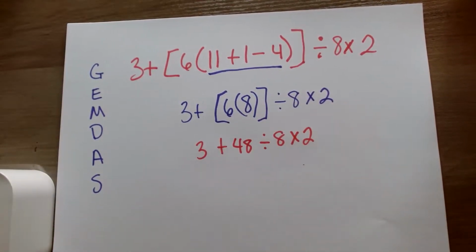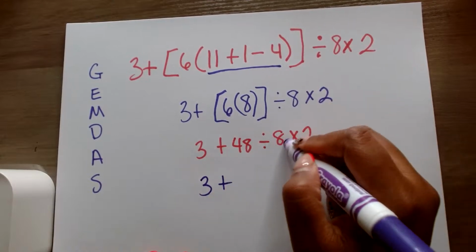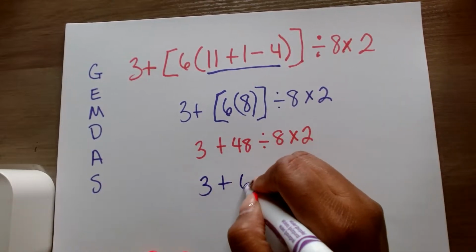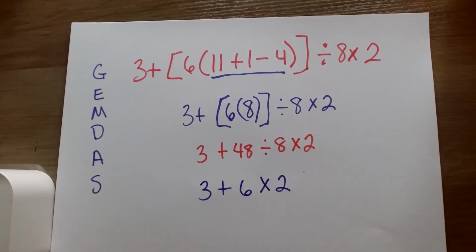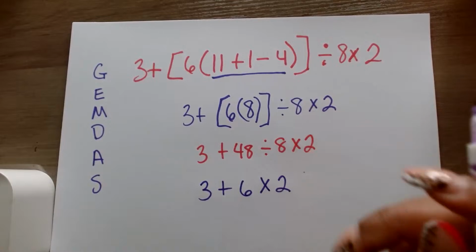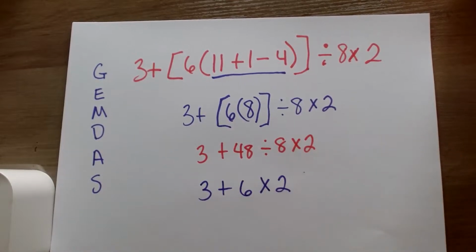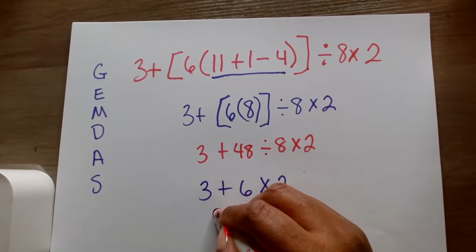So we are going to divide that 48 divided by 8, excuse me. So we're going to leave our 3 plus. What times 8 gives me 48? That is 6 times 2. Now, we're still multiplying and dividing. That multiplication was to our right. So 6 times 2 is 12. And we're going to still bring down our 3.